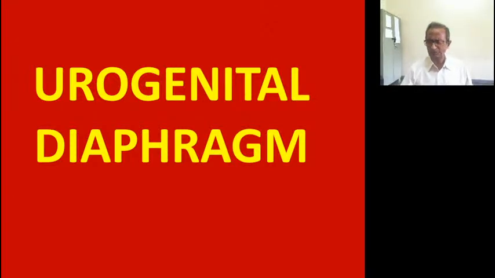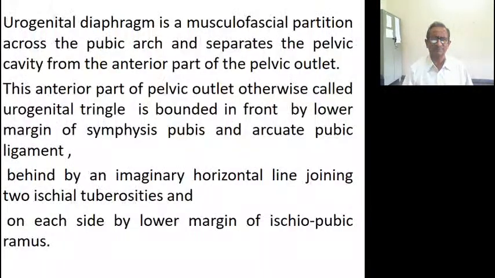So today's class is urogenital diaphragm. Urogenital diaphragm is a musculofascial partition across the pubic arch and separates the pelvic cavity from the anterior part of the pelvic outlet.